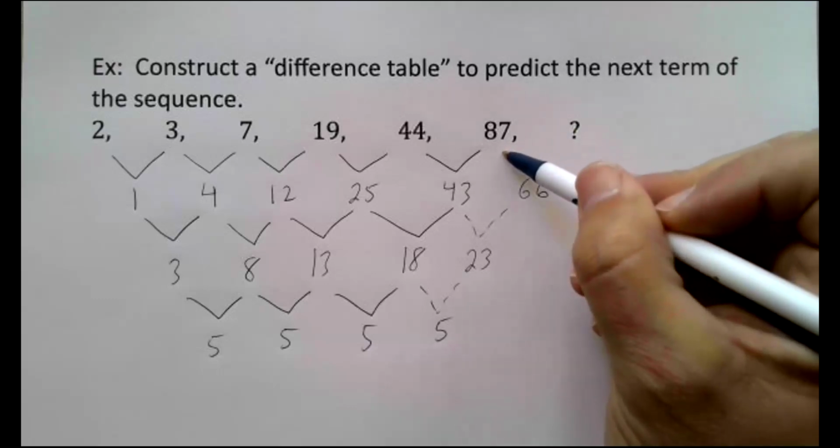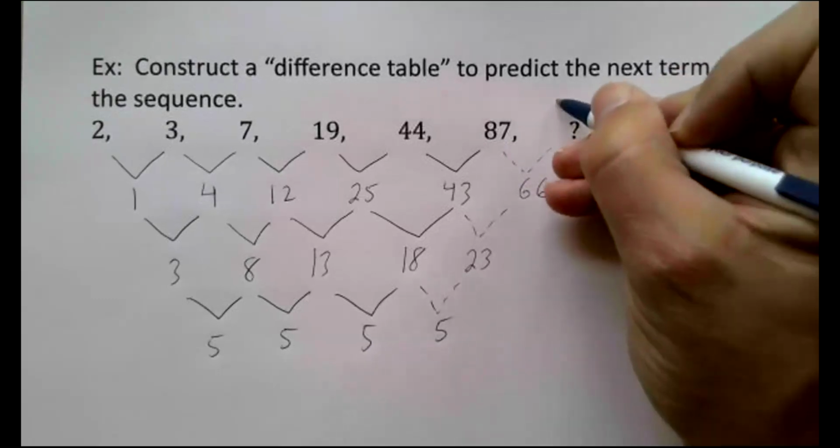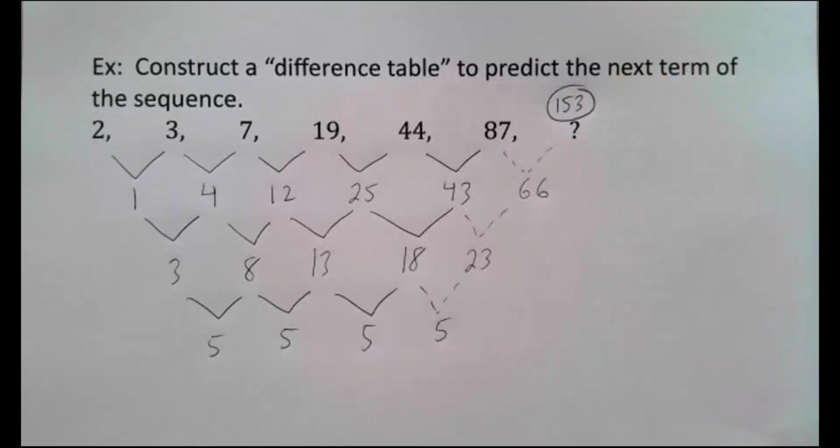And so our final answer is going to be whatever 87 plus 66 is. 87 plus 66 is 153. Our final answer, what goes in place of that question mark, should be 153.